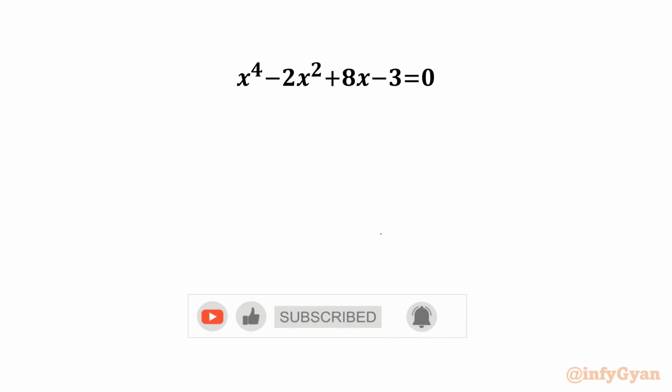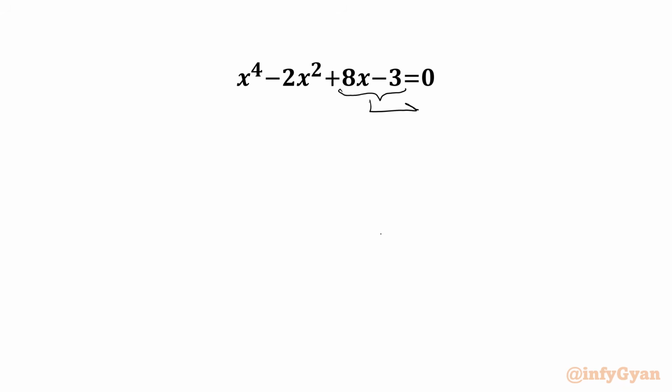We have to solve a degree 4 equation for all possible 4 solutions, real or complex. So let's get started. I will write 8x minus 3 to the right hand side first. So the equation will become x power 4 minus 2x square equal to 3 minus 8x.